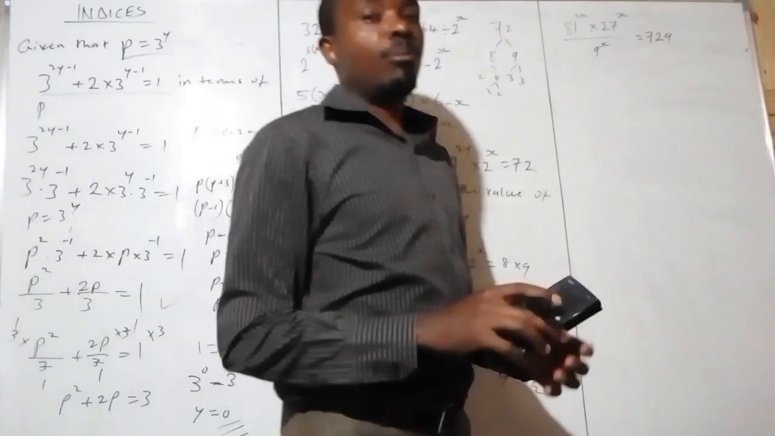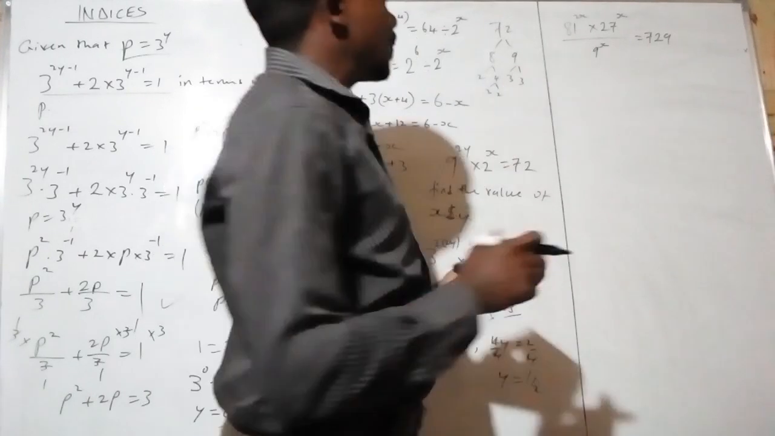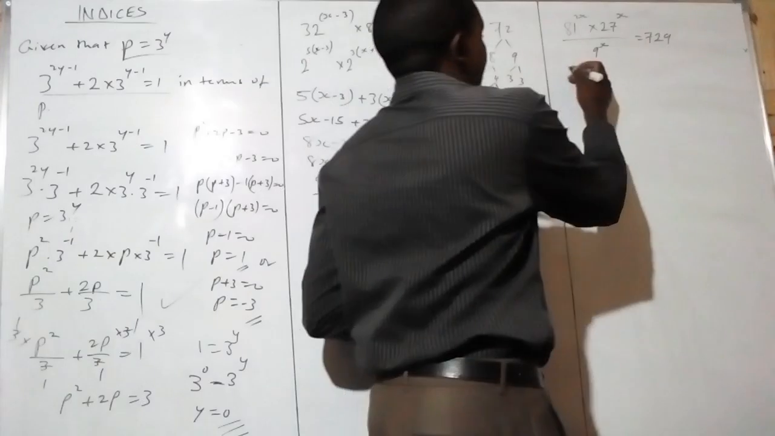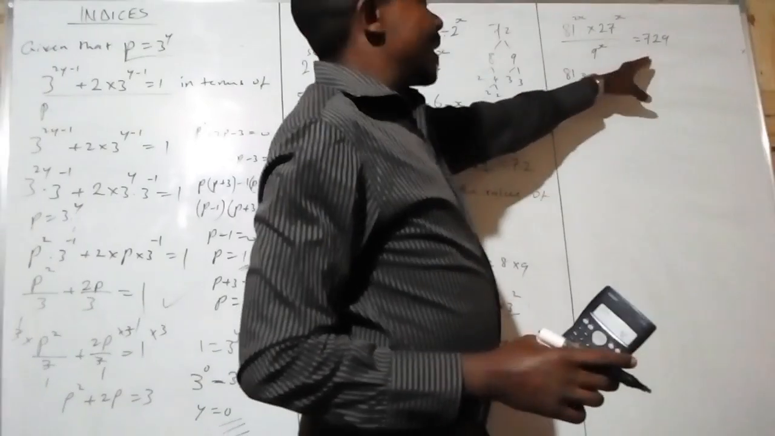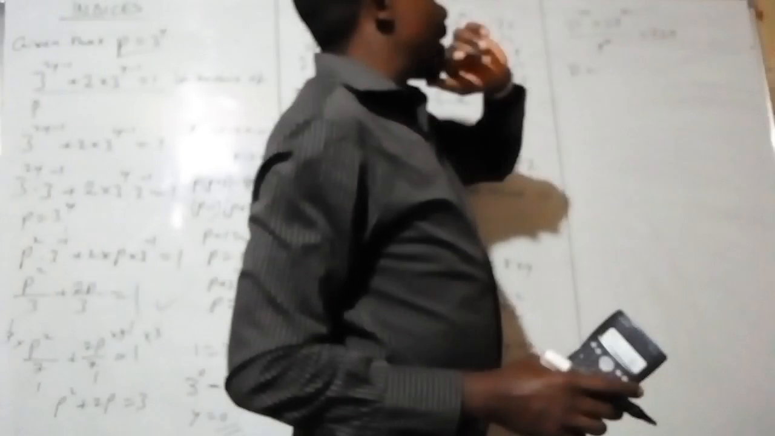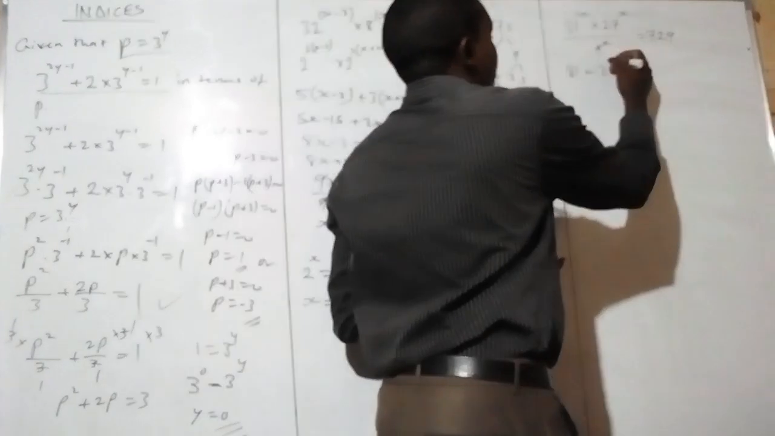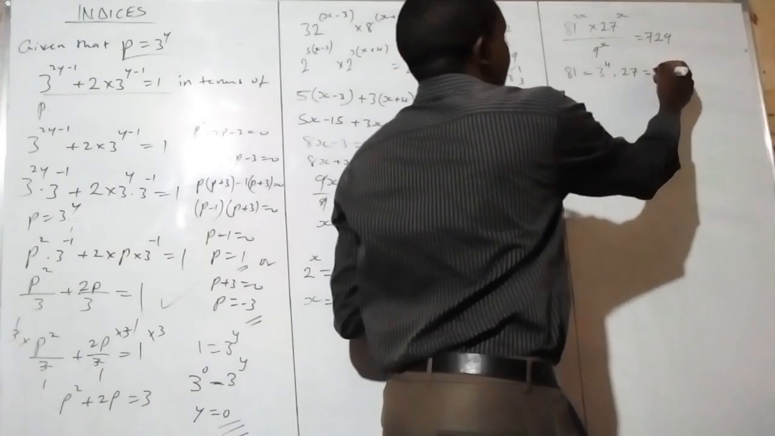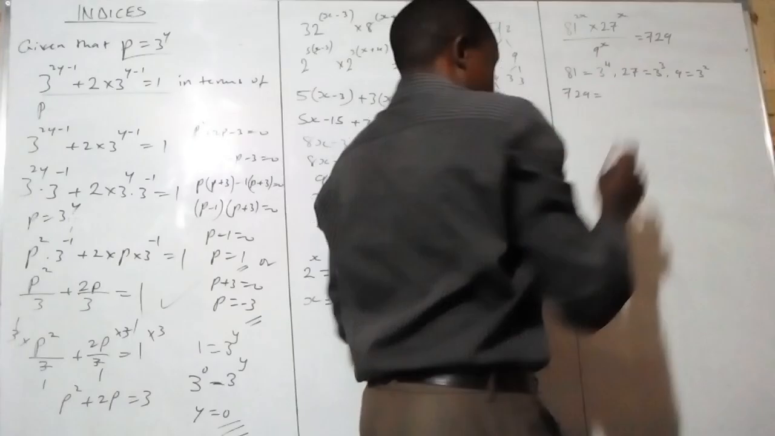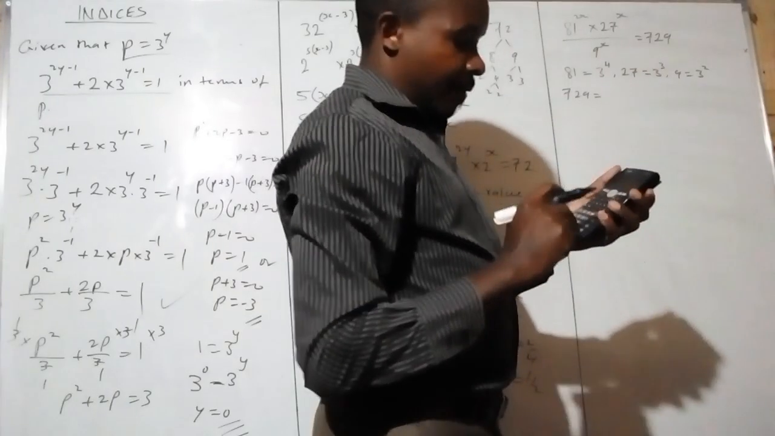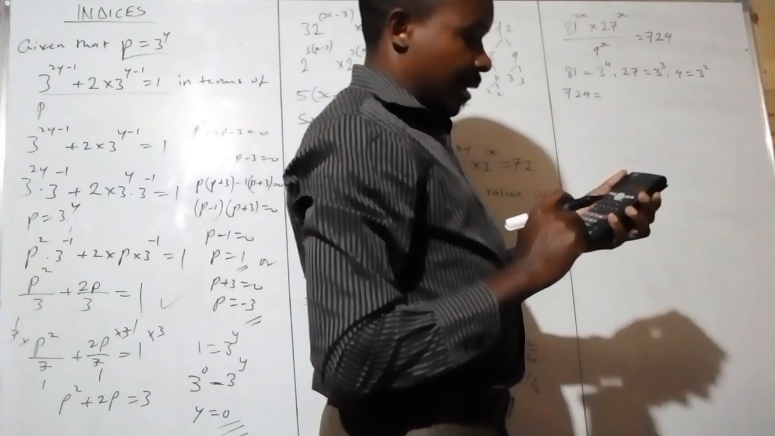For 81, we are going to express all this to base 3. They are divisible by 3. They can be expressed to base 3. 81 is the same as 3 raised power 4. For 27, it's 3 raised power 3. For 9 is the same as 3 raised power 2. For 729 is the same as, let me see, 3 raised power 7, a huge number, 3 raised power 6, yes, 3 raised power 6 is 729.